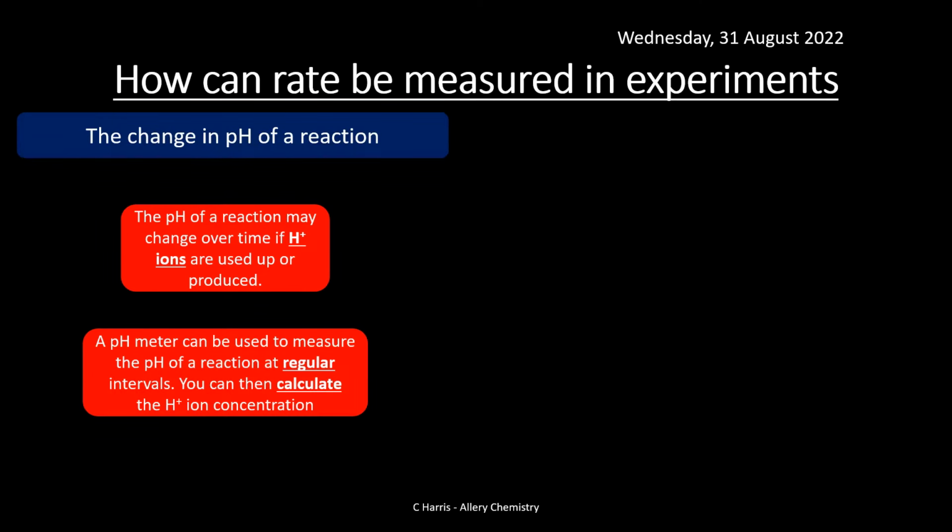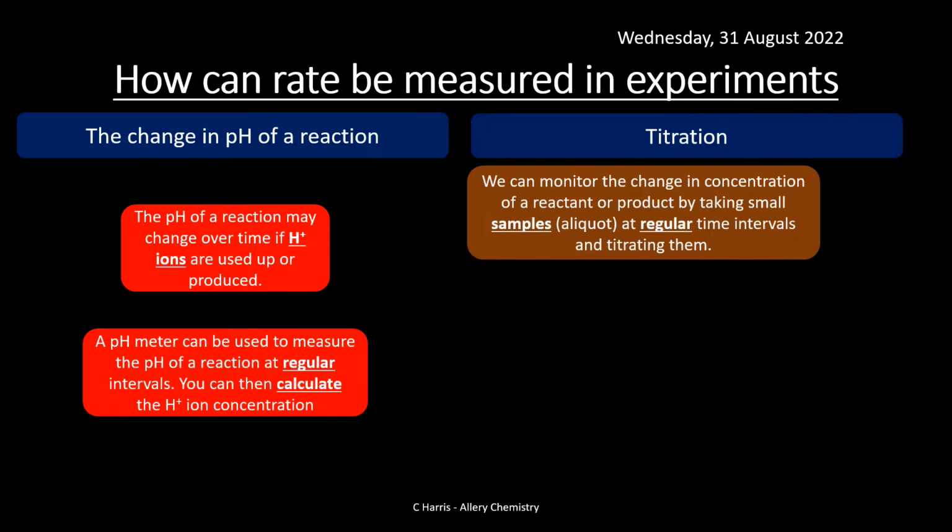Generally, this can be for something like a titration, for example. There we are. There's your titration. So we can monitor the change in concentration of a reactant or product. What we do is we take small samples, which we call an aliquot. That's the official name. You might not have heard of that before, but if you have, then you're probably in the minority. So you take an aliquot at regular intervals and you titrate them.